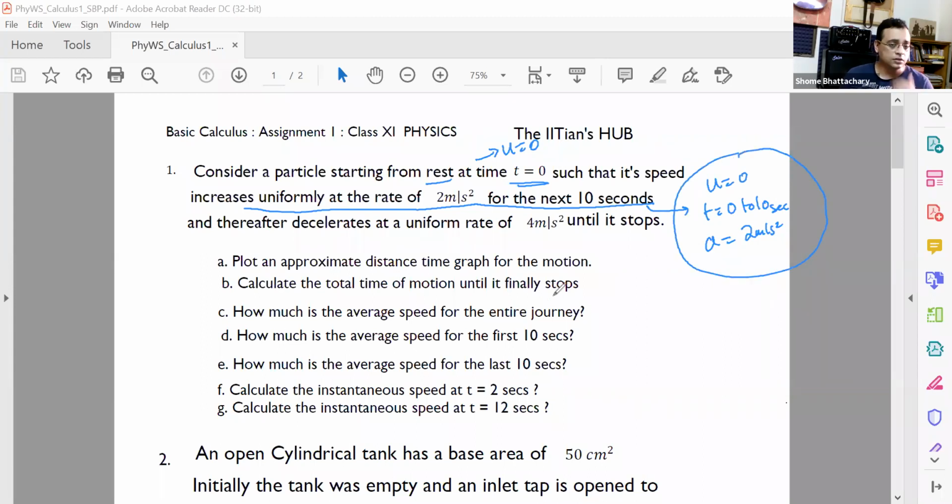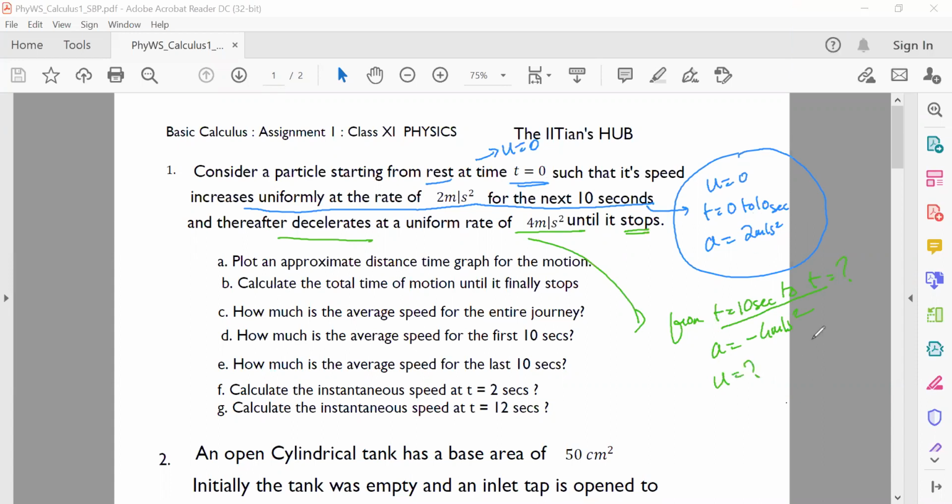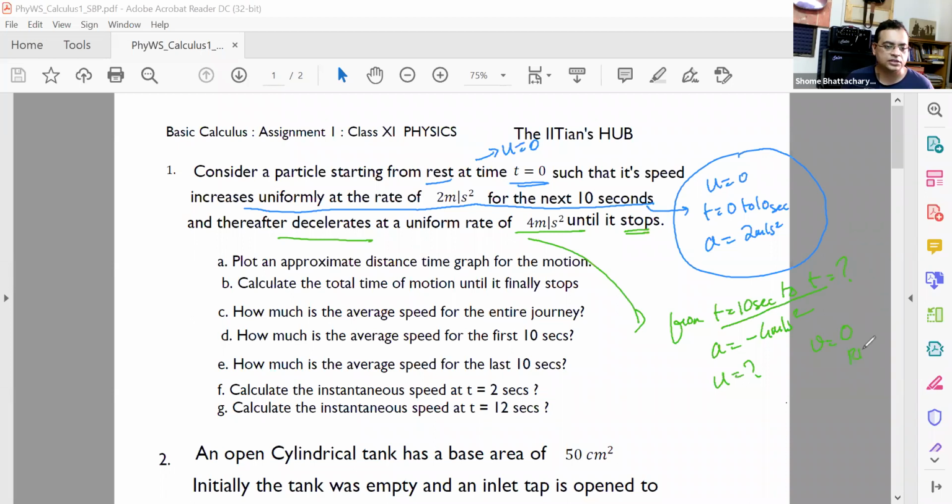Okay, and along with this, the next bit of information that I have is that thereafter, that means after 10 seconds, it decelerates at the uniform rate of 4 meters per second square till it stops. So for this second part, we'll say that from t equal to 10 seconds to some time which I don't know right now, the acceleration will be expressed as minus 4 meters per second square, right? Because it's a deceleration, right? And for this interval, what is the initial value of velocity? It will be whatever the final velocity here is. And the final value of velocity will be 0 because it comes to rest.